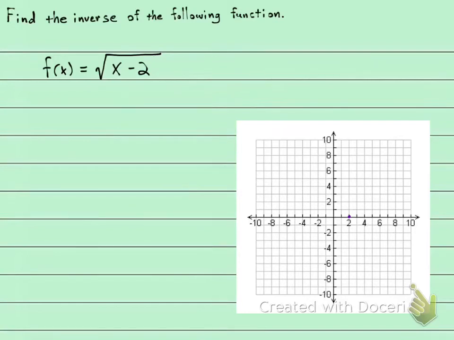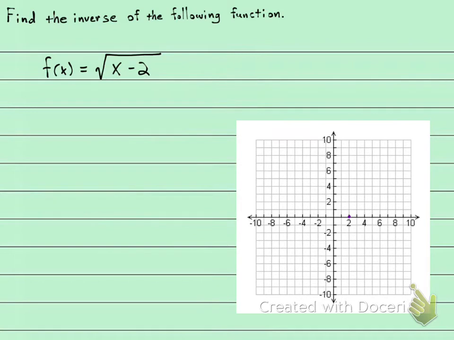I like this problem. It's asking us to find the inverse of the following function right here. So the function, f of x, is the square root of x minus 2. One thing that's very important is to understand that there is a domain restriction. You know that whatever is under your radical cannot be negative, so it has to be positive.